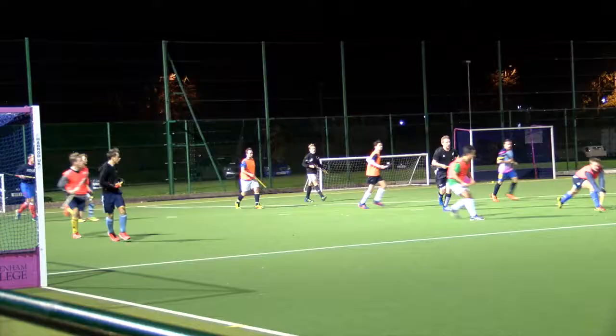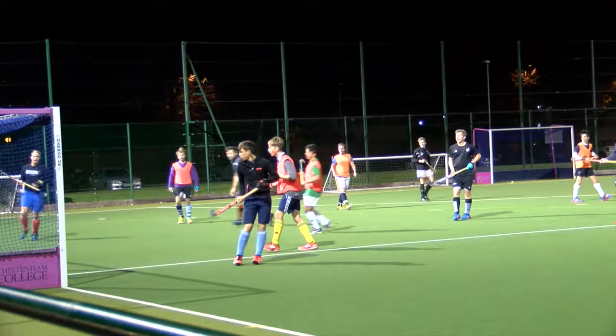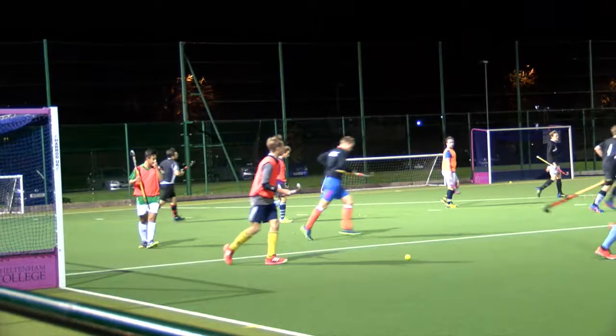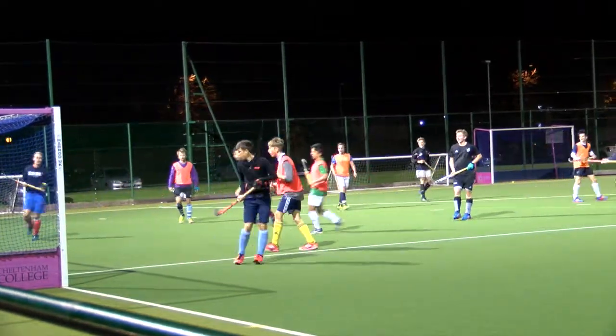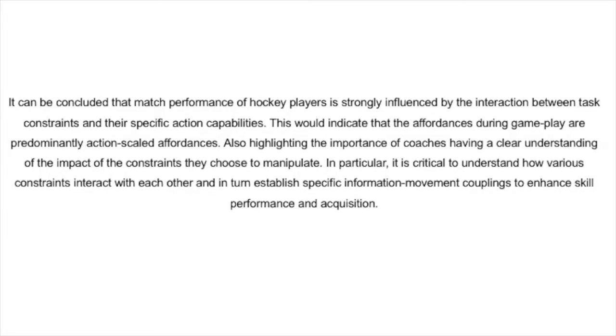It can be concluded that match performance of hockey players is strongly influenced by the interaction between task constraints and their specific action capabilities. This would indicate that the affordances during gameplay are predominantly action-scaled affordances, also highlighting the importance of coaches having a clear understanding of the impact of the constraints they choose to manipulate. In particular, it is crucial to understand how various constraints interact with each other, in turn establishing specific information-movement couplings to enhance skill performance and acquisition.